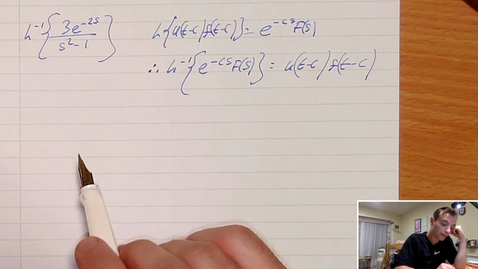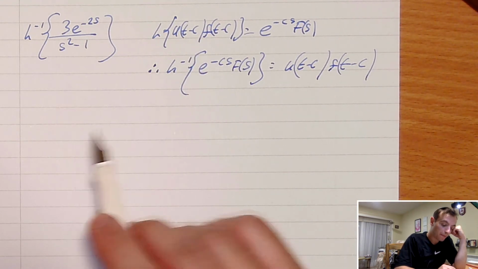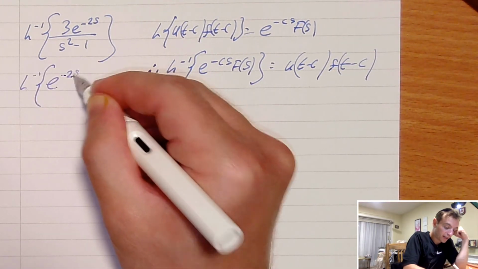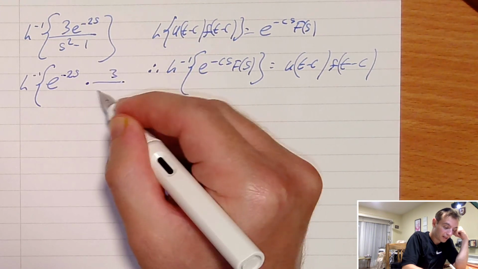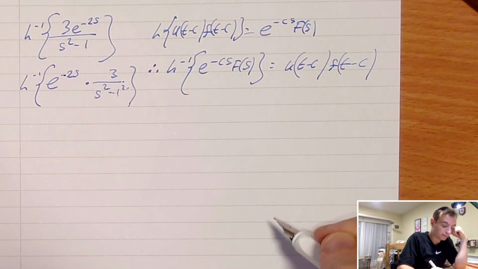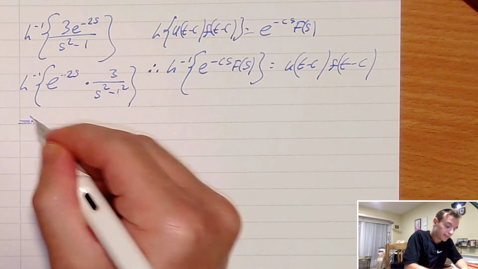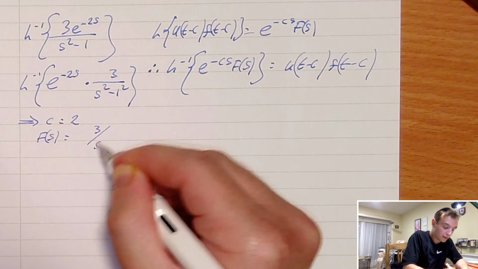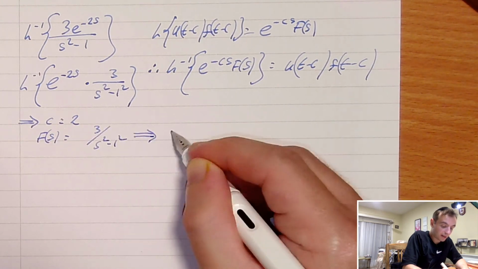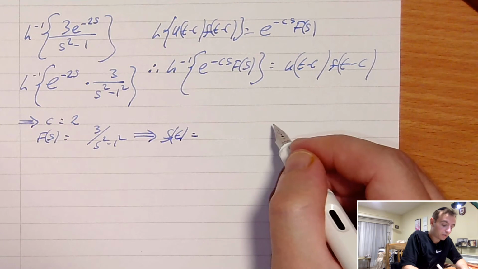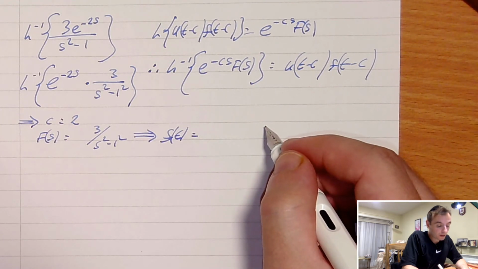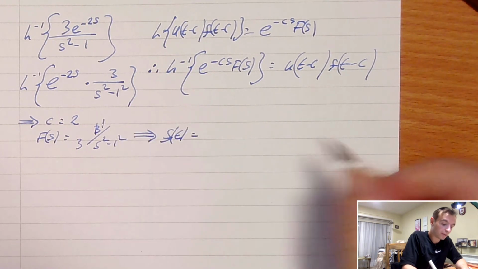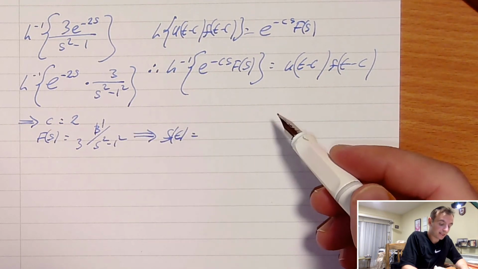Yeah? So let's put this into that kind of form. We've got e to the minus 2s times 3 on s squared minus 1 squared. So that implies that c equals 2 and F(s) equals 3 on s squared minus 1 squared. And that implies that f(t) equals, I'm going to cross the 3 out and put that 3 as a linear factor, and I'm going to put 1 on top. So we've got a on s squared minus a squared.